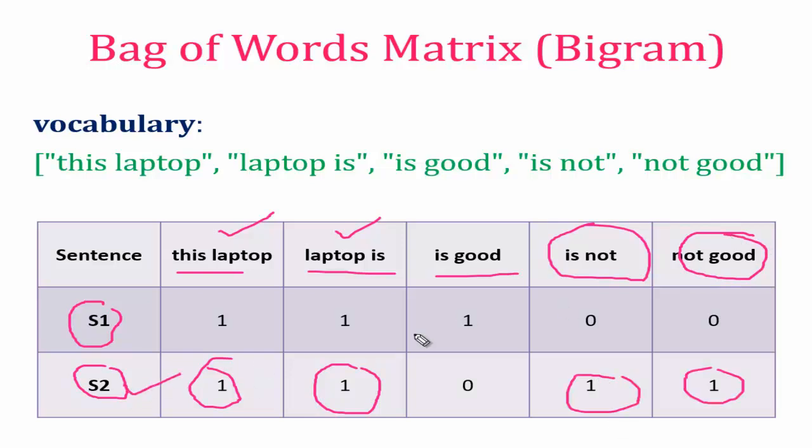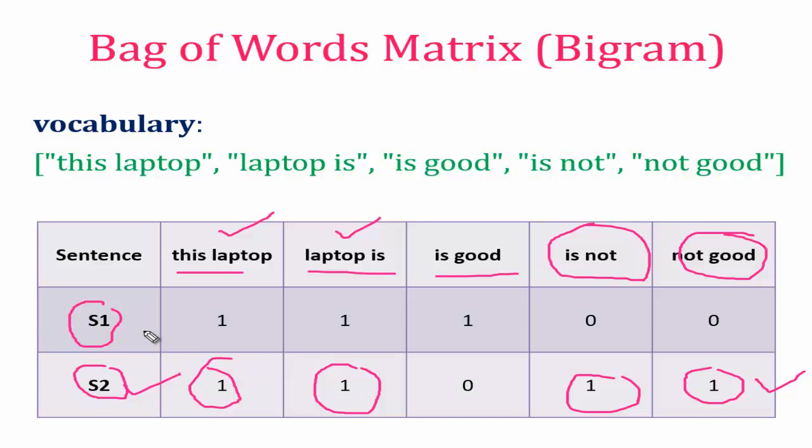Notice how "is not" and "not good" show up only in our sentence 2. This time the model can see that "not" is a part of a phrase, not just a single word. This gives a better understanding of the meaning in context. I hope all of you are clear with bigram, where we are taking two words at a time from the sentence to form a bigram.